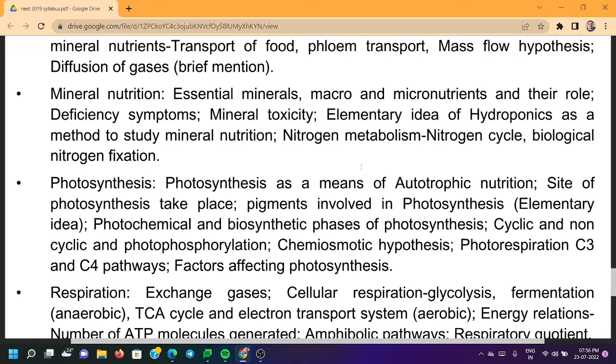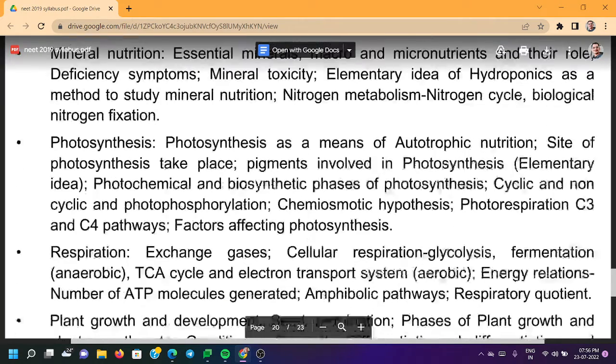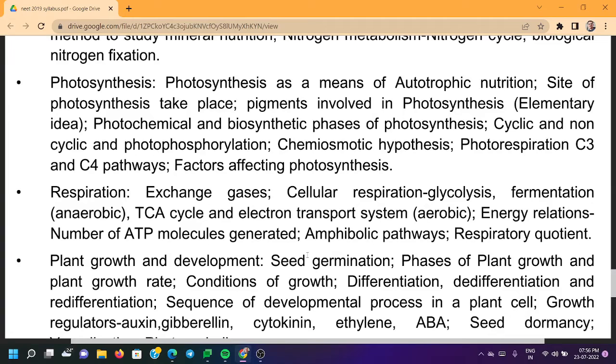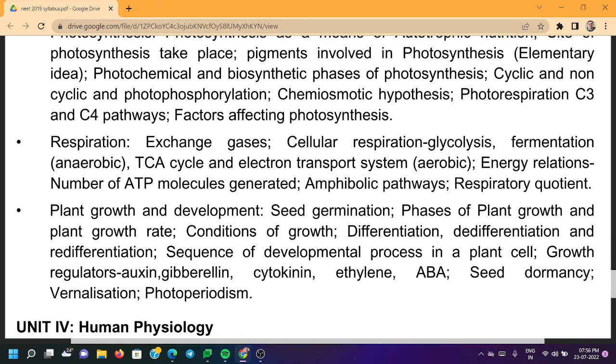Factors affecting photosynthesis. Respiration: exchange of gases, cellular respiration, glycolysis, fermentation, anaerobic, TCA cycle and electron transport system, aerobic, energy relations, number of ATP molecules generated, amphibolic pathways, respiratory quotient.